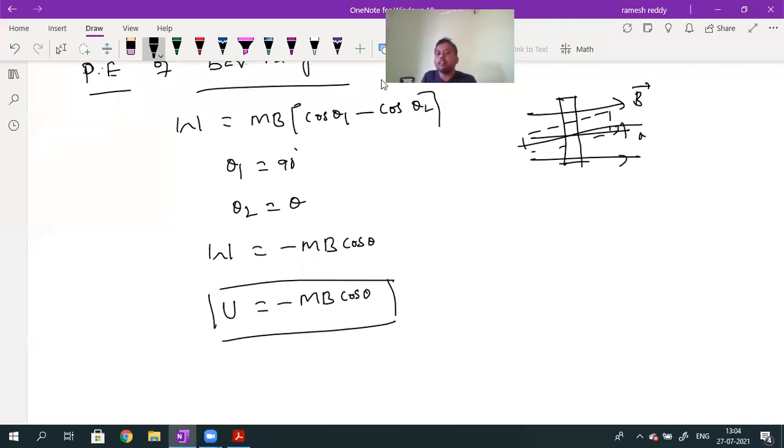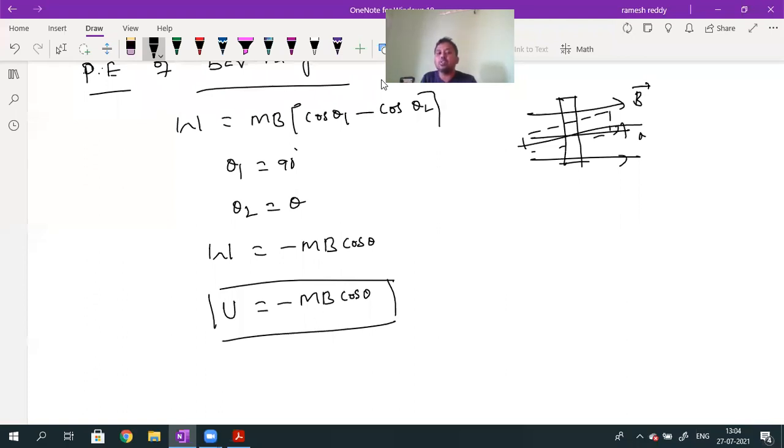Whenever a bar magnet of magnetic moment m bar is placed in an external uniform magnetic field of induction B bar, such that the angle between m bar and B bar is theta, what is the work done? In order to rotate the bar magnet against B bar, you need to do some work. The work is done against the magnetic force.